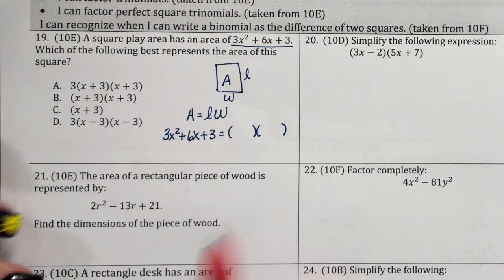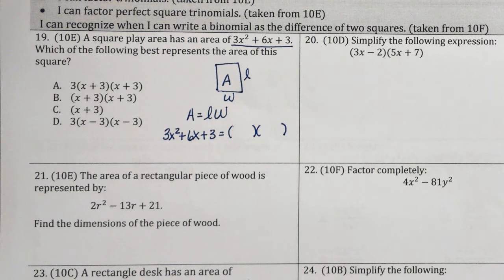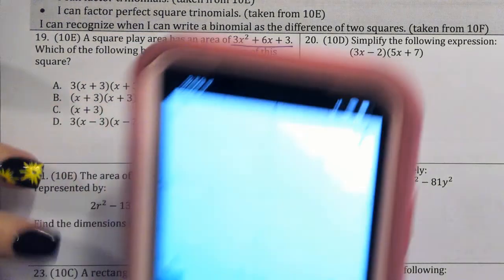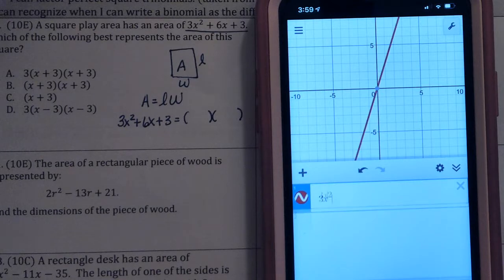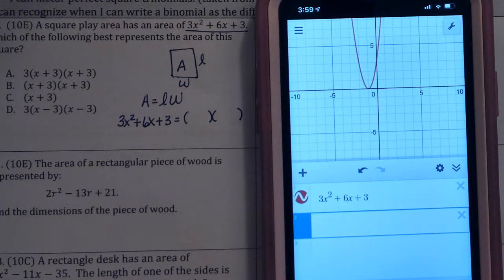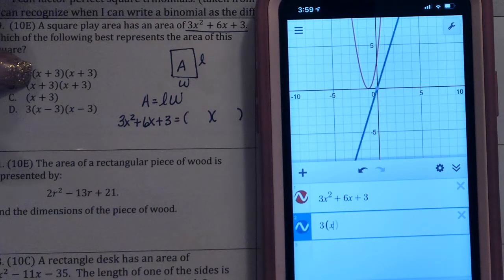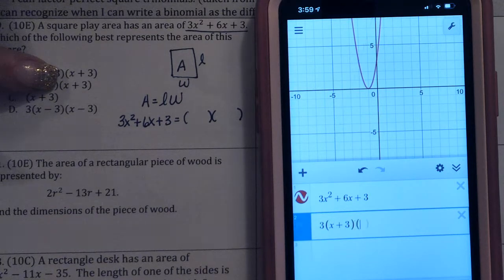So let's grab our calculator and let's see. I'm going to use Desmos on this one. Got to get it going. Okay, I'm going to plug that in. So I'm going to do 3x squared plus 6x plus 3. All right, so there it is. Now I'm going to just kind of take the easy way out, y'all. I'm just going to put these in. 3 parentheses x plus 3, parentheses x plus 3, parentheses.